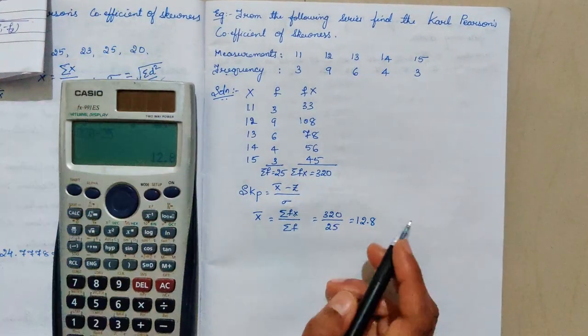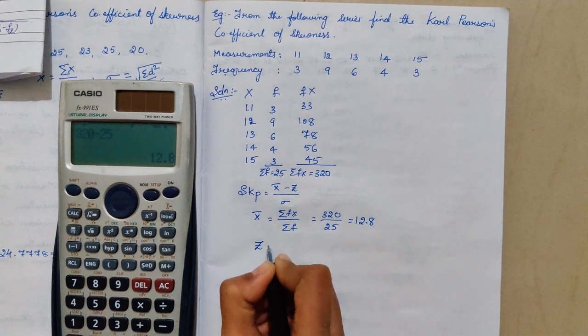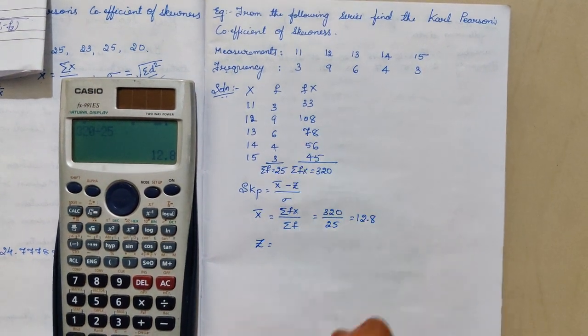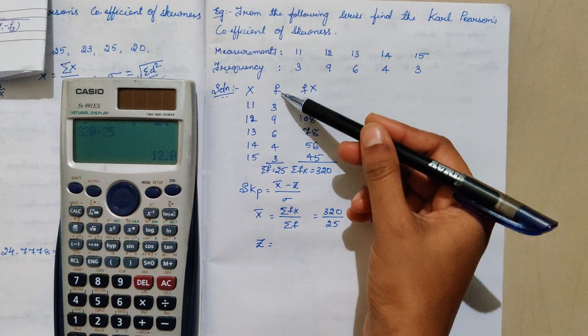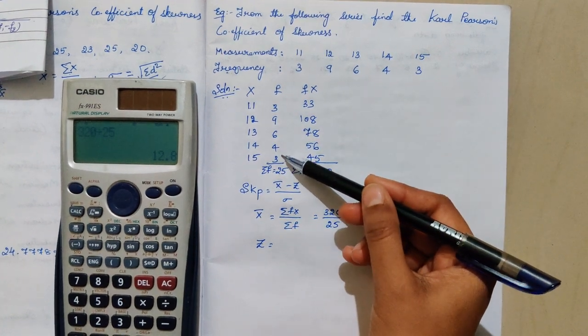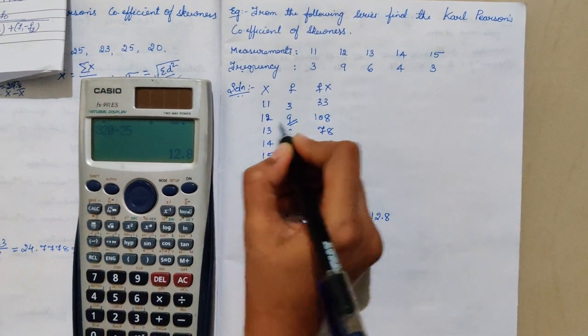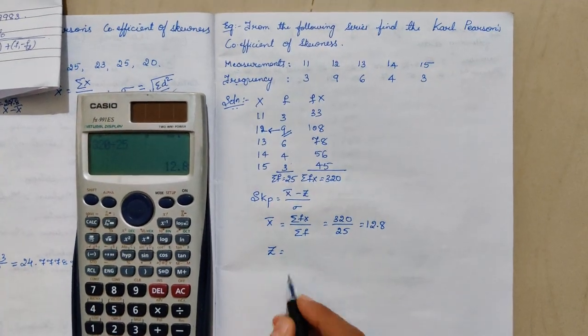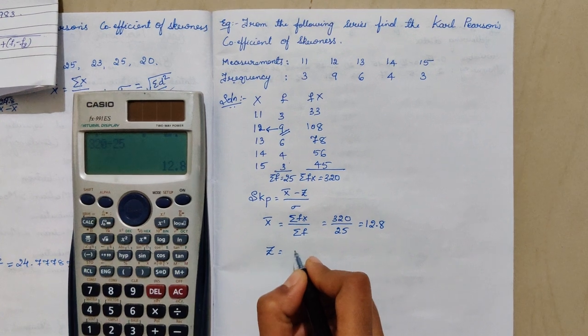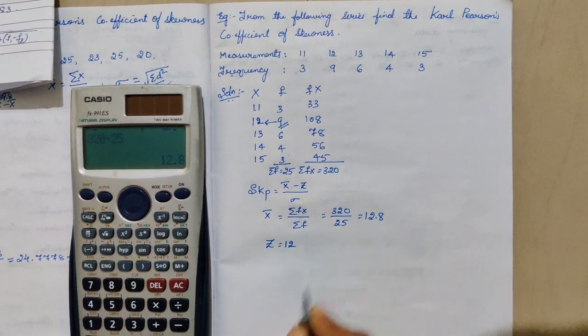Now we have to find the z value. The z value, I have already told, is the most repeated value. Most repeated value means we have to consider the highest frequency. Here we can observe the highest frequency we have is 9. What is its corresponding x value? It is 12. So your z value will be 12.